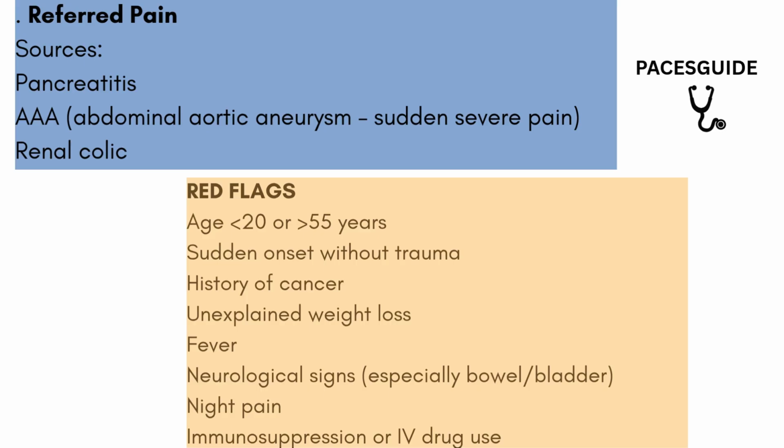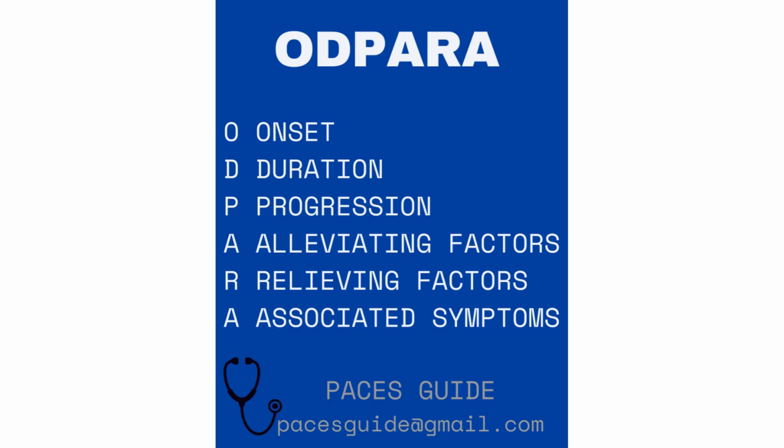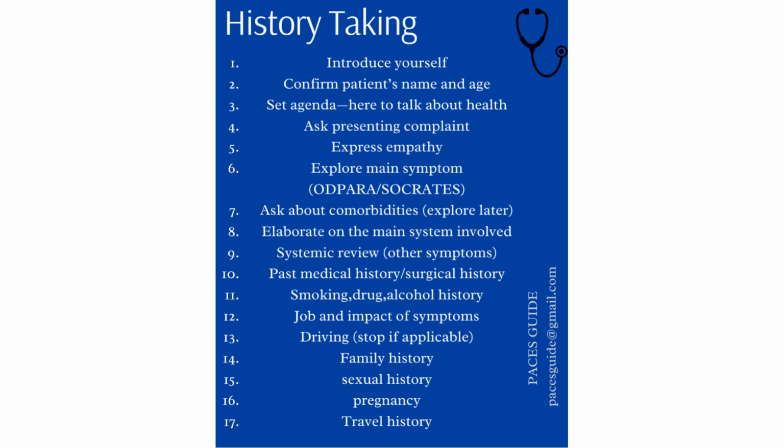So again, the red flags: an older patient, more than 55 years of age, sudden onset with no trauma. If they already have cancer or they have family history of cancer, there's unexplained weight loss, fevers, incontinence, or maybe urinary retention, nocturnal pain, or if they're already immunocompromised, if they have diabetes, or cancer, or if they're on IV drug use. Okay, so back to the history.